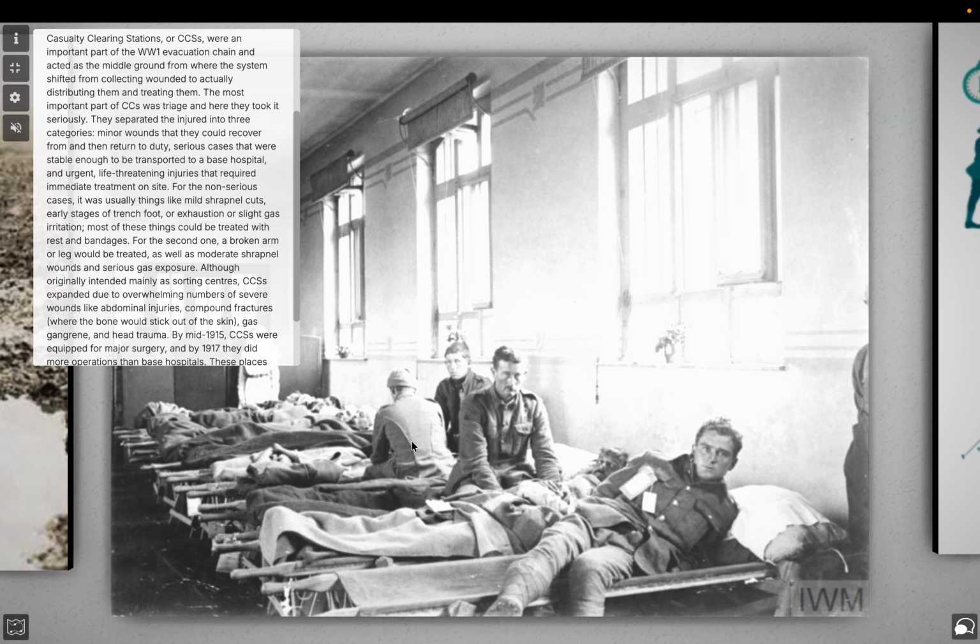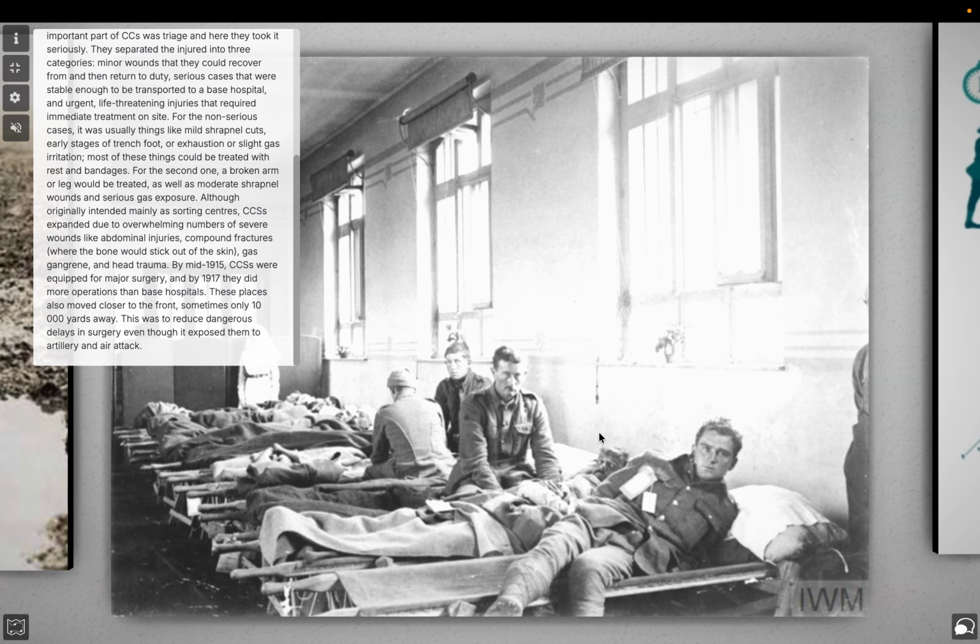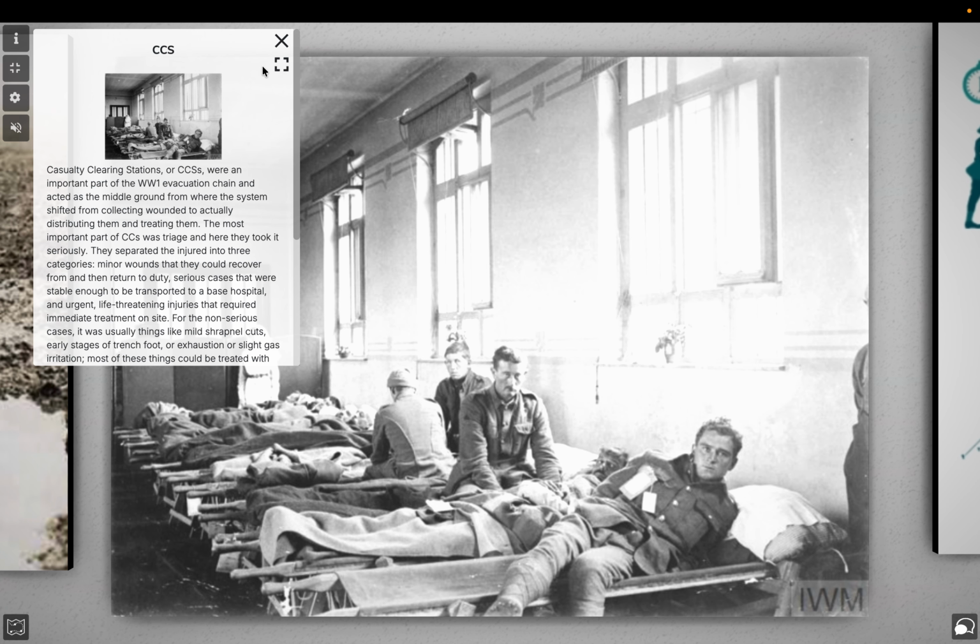But because there were so many serious cases that needed urgent help, it did more operations than base hospitals themselves, because they didn't have time to send all these people who are literally about to die with bones coming out of their skin back to the base hospital.